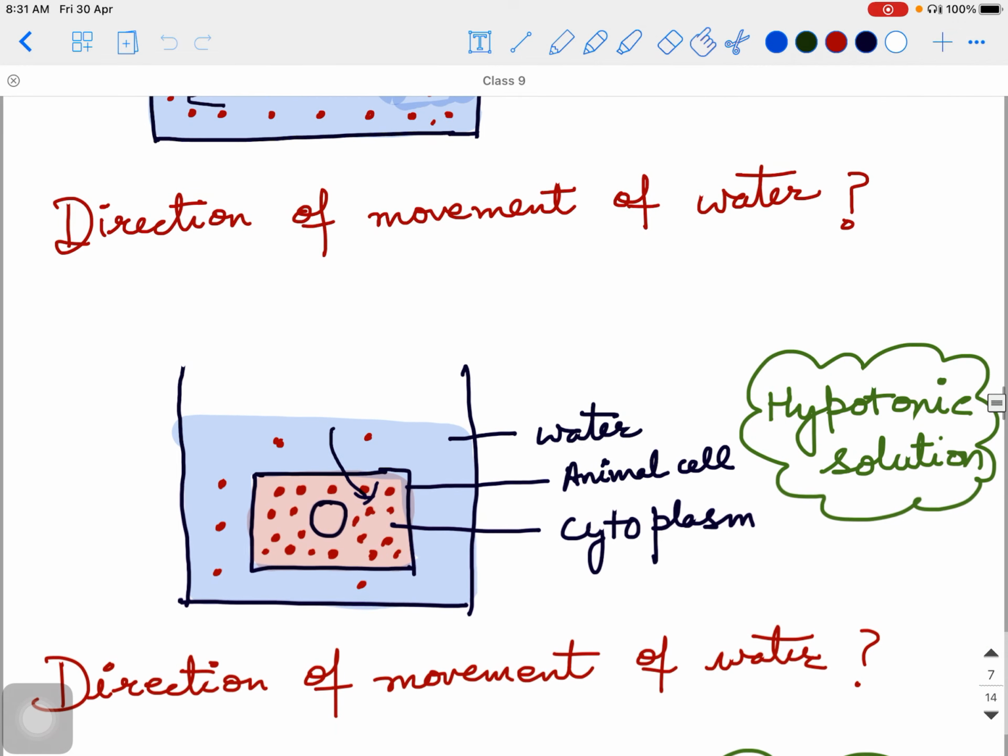Then comes the effect of putting a cell in hypotonic solution. If we take a plant cell here and we put the plant cell in hypotonic solution, then the cell will swell up. Like when we cook rajma in our homes, we soak it overnight. And next morning, when we look at the rajma, the size of the rajma has increased. It looks like the rajma or kidney bean has swelled up. So that is the effect of hypotonic solution on the plant cell.